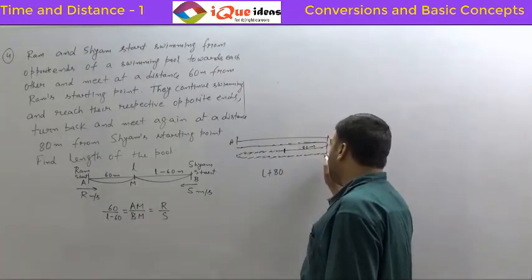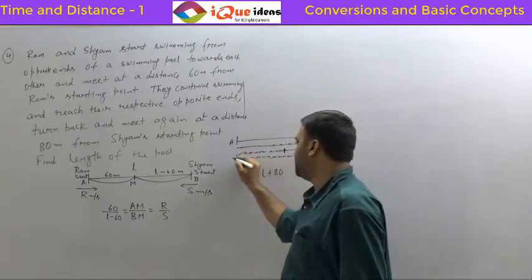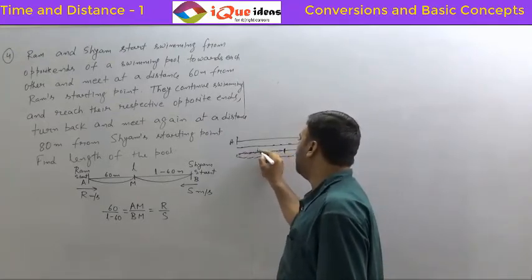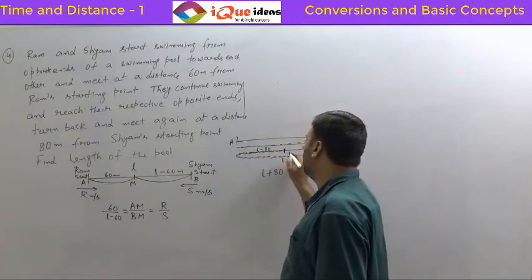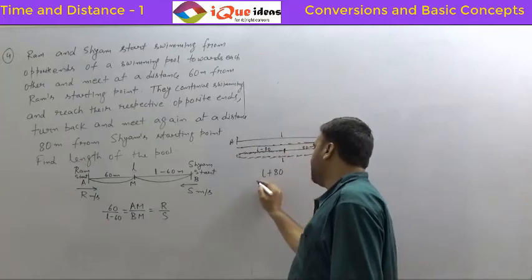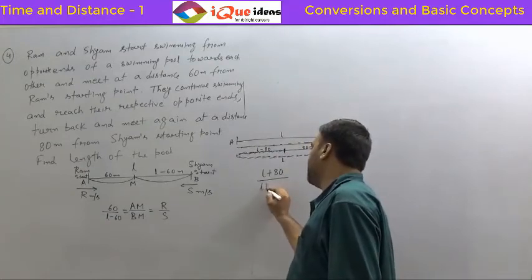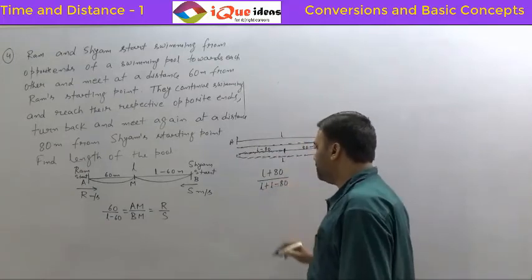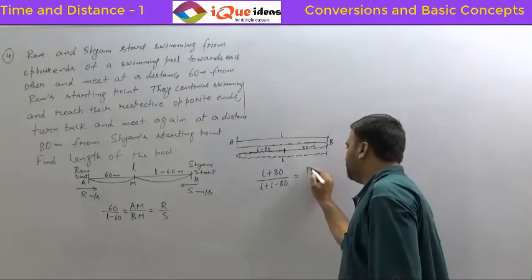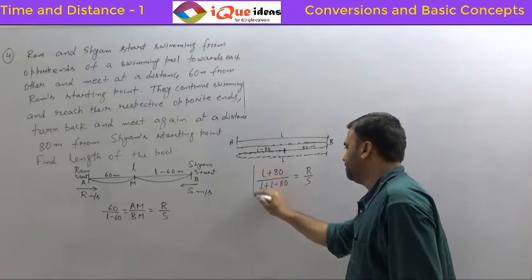In the same time, Shyam has traveled from this point to this point, that is L, and then this point to this point, that is L minus 80. So basically Shyam has traveled L plus L minus 80. So the distance traveled by Shyam will be L plus L minus 80. So these are the distances traveled by Ram and Shyam. This ratio should be equal to the ratio of speeds, R by S.